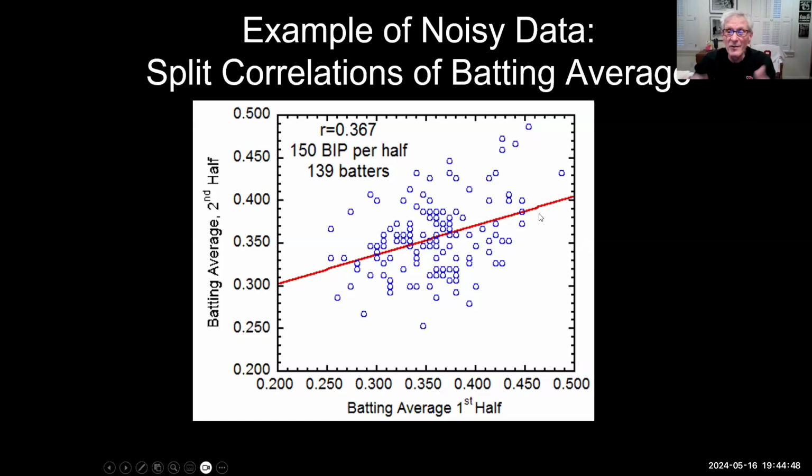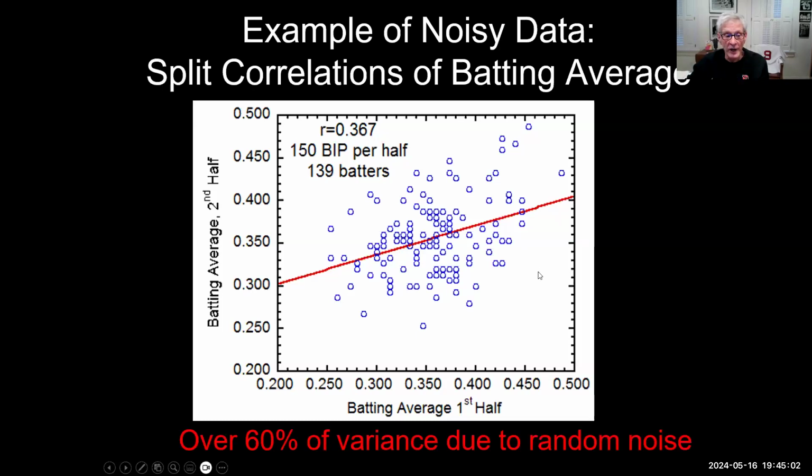You see the points more or less follow that line, showing that if a batter hits well in the first half, he's going to hit well the second half. But there's a tremendous amount of scatter about that. The signal is this line. The scatter is the noise.